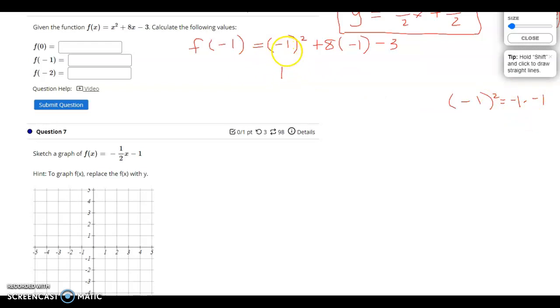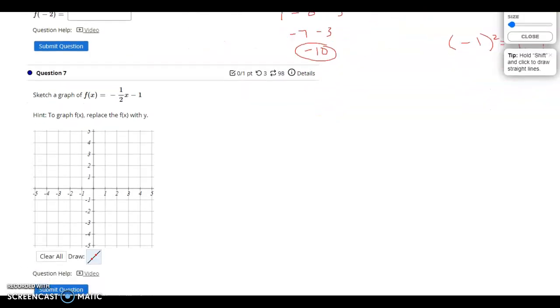What if we didn't have the parentheses there? What would have happened? Well, it would have just been a -1. So make sure you use parentheses, especially when you're substituting in a negative number. So now we have plus 8 times -1, which is minus 8, minus 3. Now we work from left to right, now that we're just left with adding and subtracting. So 1 minus 8, we get -7 minus 3, which is -10. And I will let you do the other two.